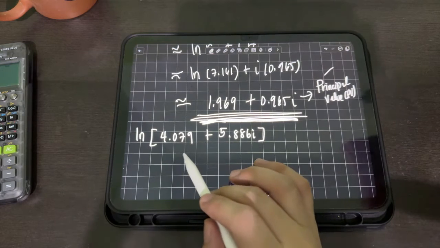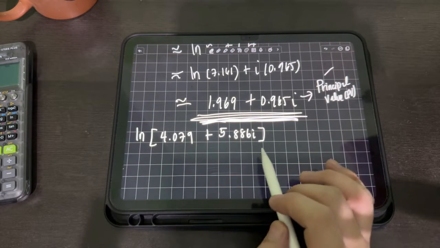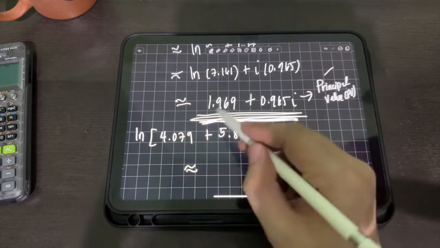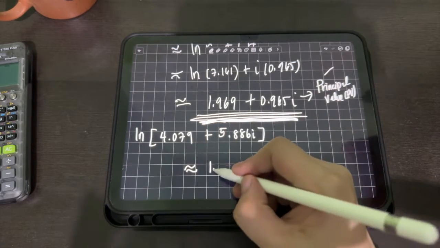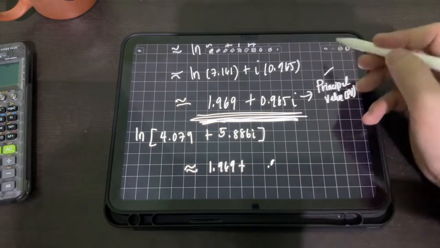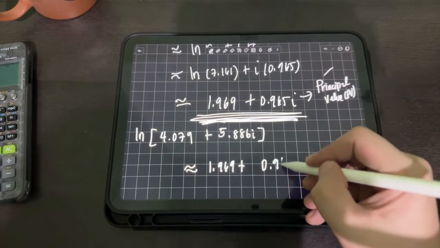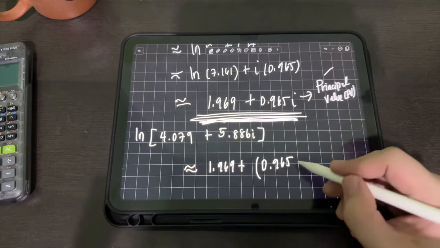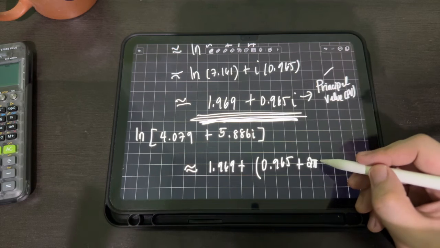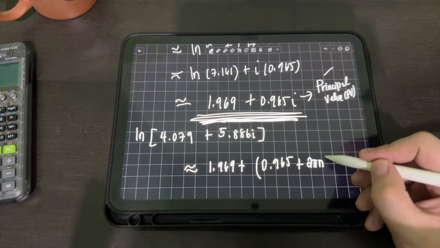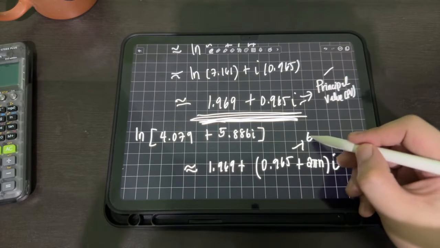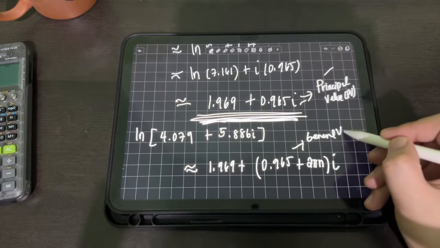So ln of 4.079 plus 5.886i, its general value, is almost the same. You just copy 1.969 plus 0.965, but you must always add a multiple of 2 pi. So you must always add plus 2 pi n and then times the i. So this will be the general value.